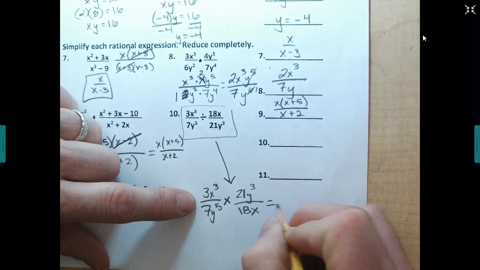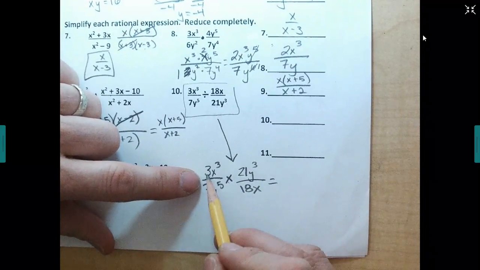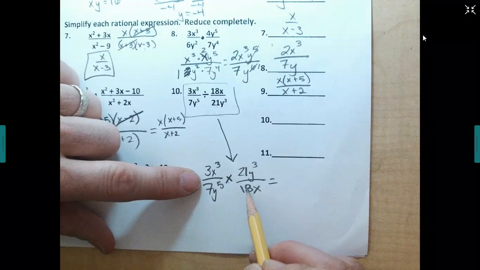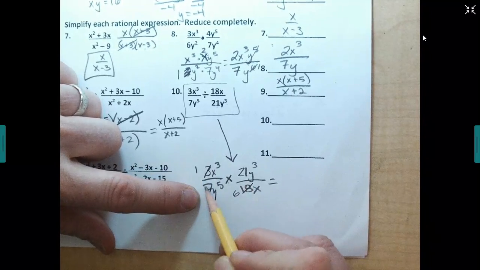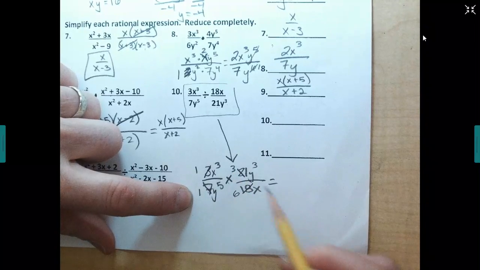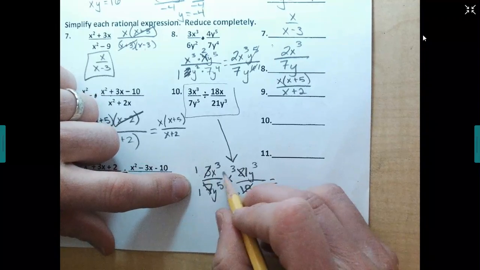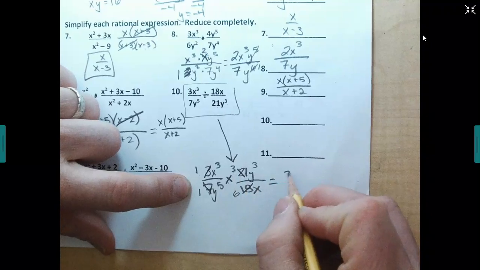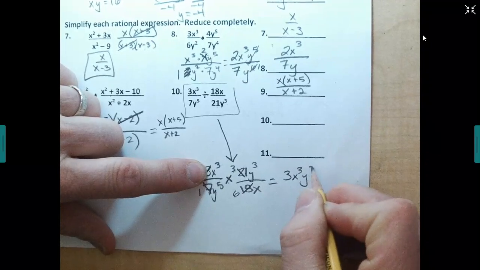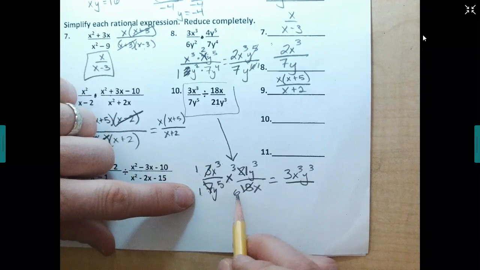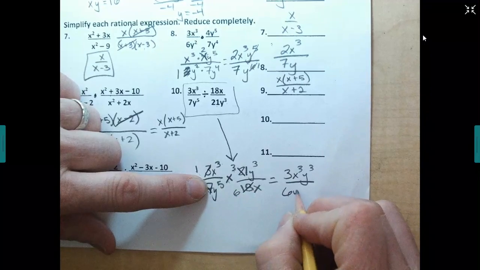Now I'm going to just do, let's see. Well, this divided by 3 and this divided by 3, I'm left with a 6 and a 1. Divide by 7, I'm left with a 1 and a 3. So I have 1 times 3 is 3, x to the third, y to the third. 1 times 6 is 6, y to the fifth, x.